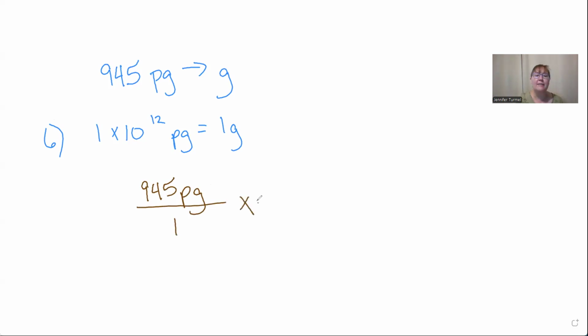And then we set up a conversion, and we have picograms on the top. So we have to put picograms on the bottom and grams on the top. And now we put in this exact conversion. So that becomes 1 here and 1 times 10 to the 12th down here.